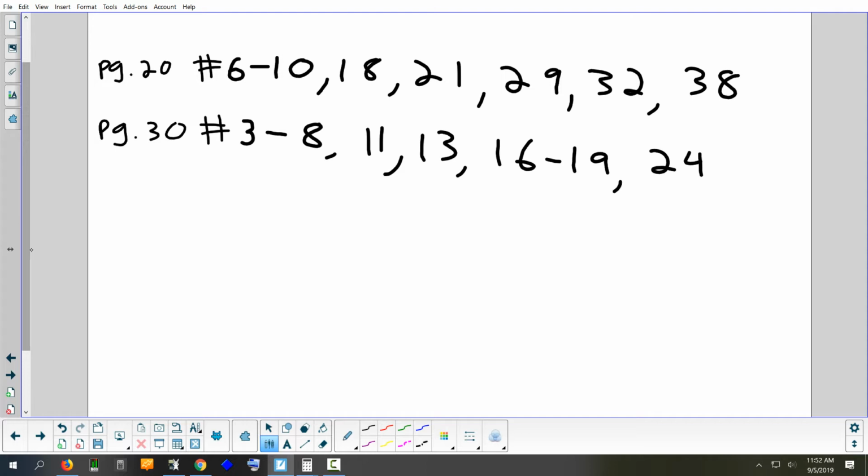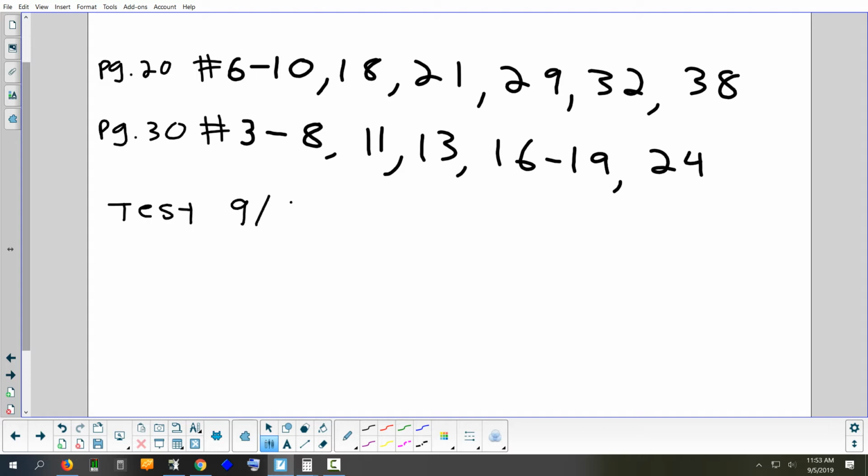I think there's like 10 or 11 problems from each page roughly. So page 20, 6 through 10. And then 18, 21, 29, 32, 38. Okay. And then page 30. 3 through 8. 11, 13, 16 to 19, and 24.